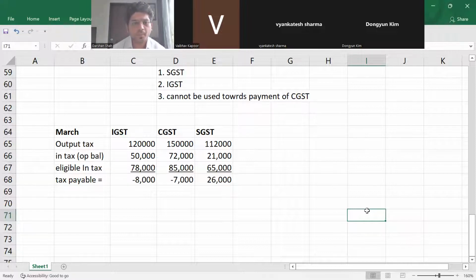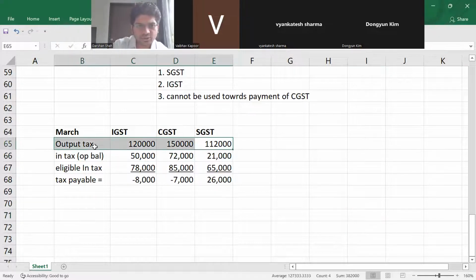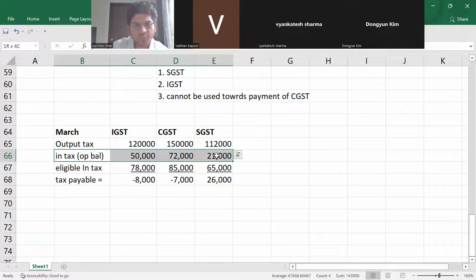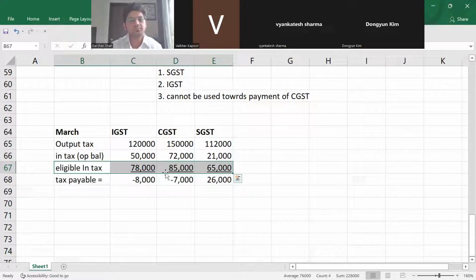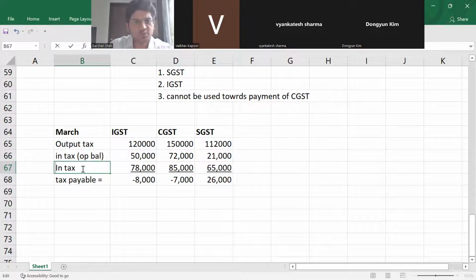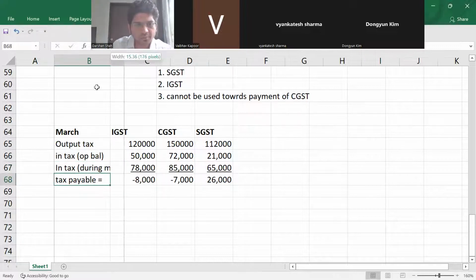Tell me. So this was the output tax. This was the opening input tax. And this was the eligible input tax during the month. Yes. Now what will happen?